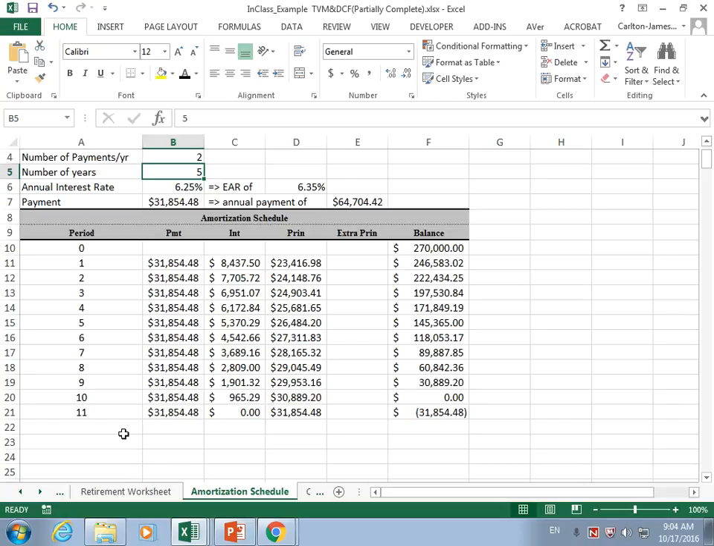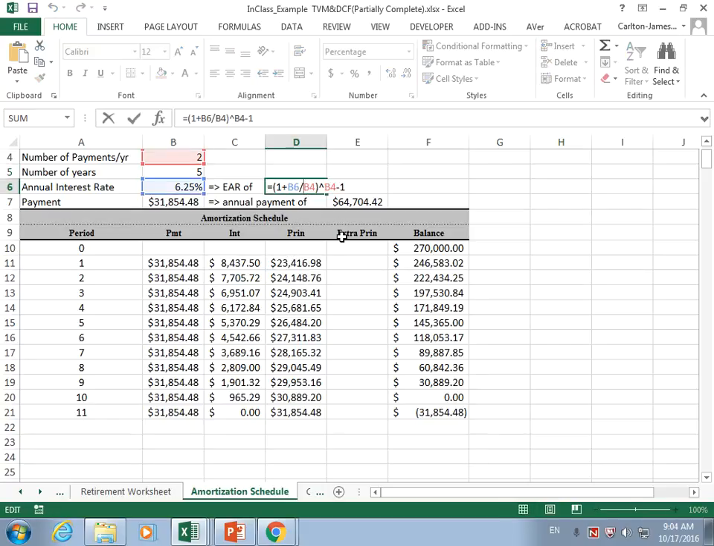Can you just go over D6? D6. This one here? Yeah. That's just the EAR formula, effective annual rate.